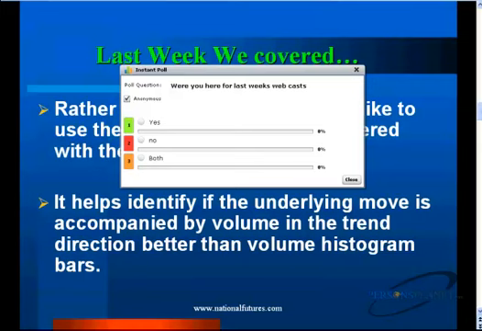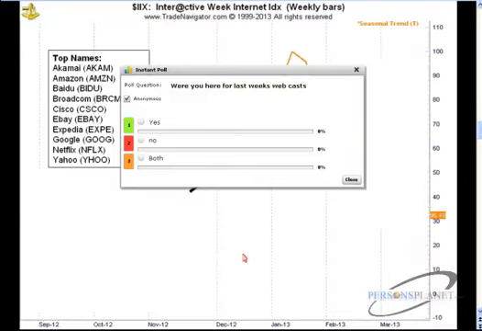But for the most part, if we can utilize some trend-following techniques, look at seasonals, and then utilize the tool and the platform we have at hand, I think we're going to see some really improved results. Last week we talked about, rather than looking at actual volume bars, the OBV indicator, because it tracks the trend of prices when it accelerates to the upside or downside. It helps give us a clue if the underlying move is accompanied by volume in the trend direction. And of course, I believe it's better than looking at volume histogram bars.